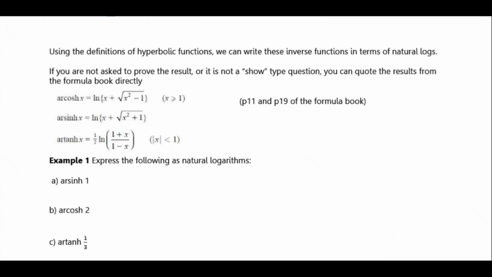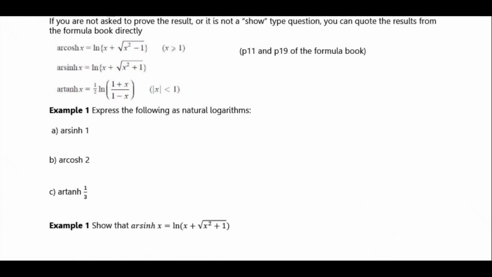It turns out as well, if we go back to the exponential definitions of hyperbolic functions, we can then rewrite the inverse functions in terms of natural logs. These are given on the formula booklet, so you can just quote these. You don't need to prove them every time. So as some examples, first off, if you are asked for the exact value of arsinh 1, use the formula for arsinh x, which is the second one here, and just substitute in 1.